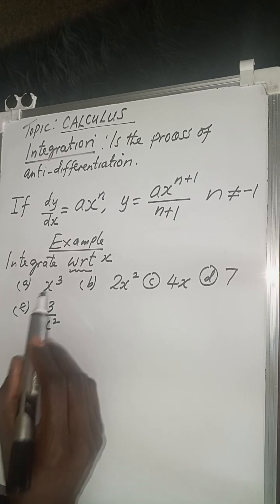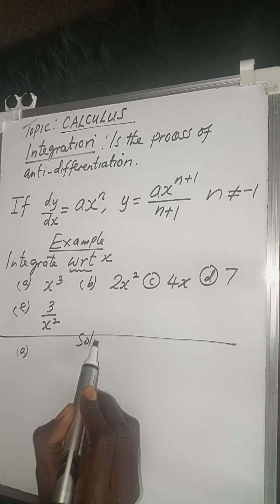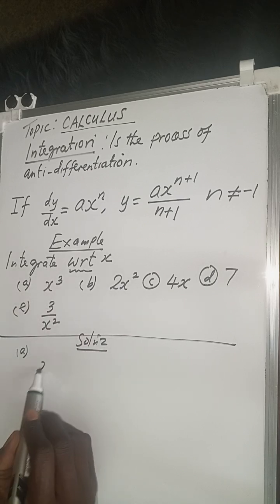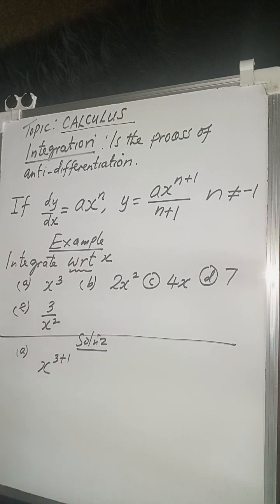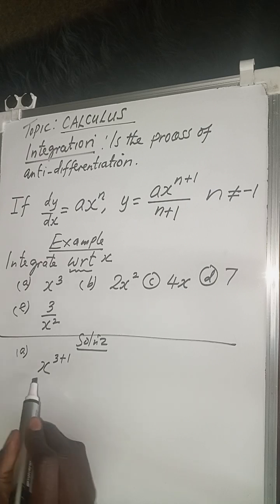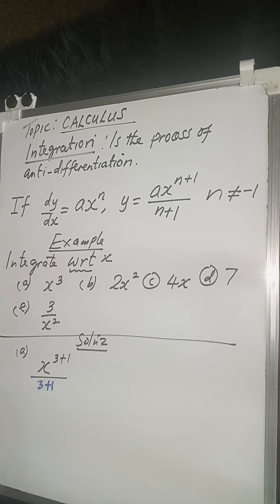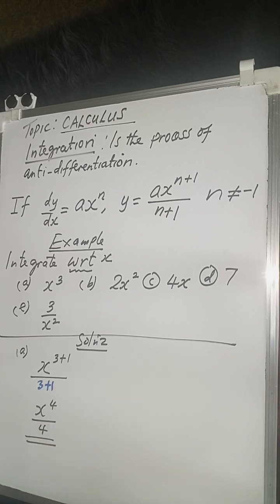Now, for the first one, remember, when they tell us to integrate, what we said is that for x to the power 3, you increase the power by 1. That's the concept. Then you divide the whole expression by the new power. What's the new power? It is 3 plus 1. So this is going to be x to the power 4 divided by 4. So it simply means you have integrated that.